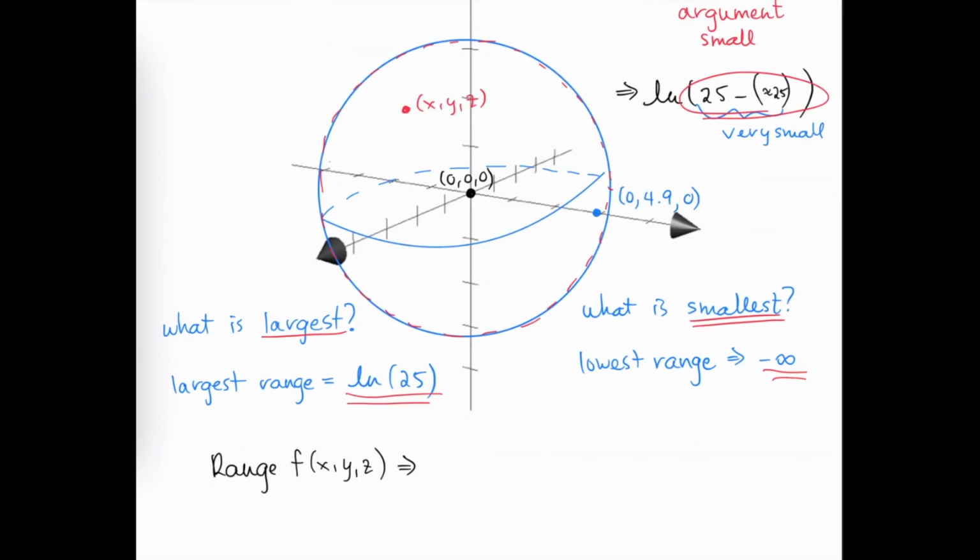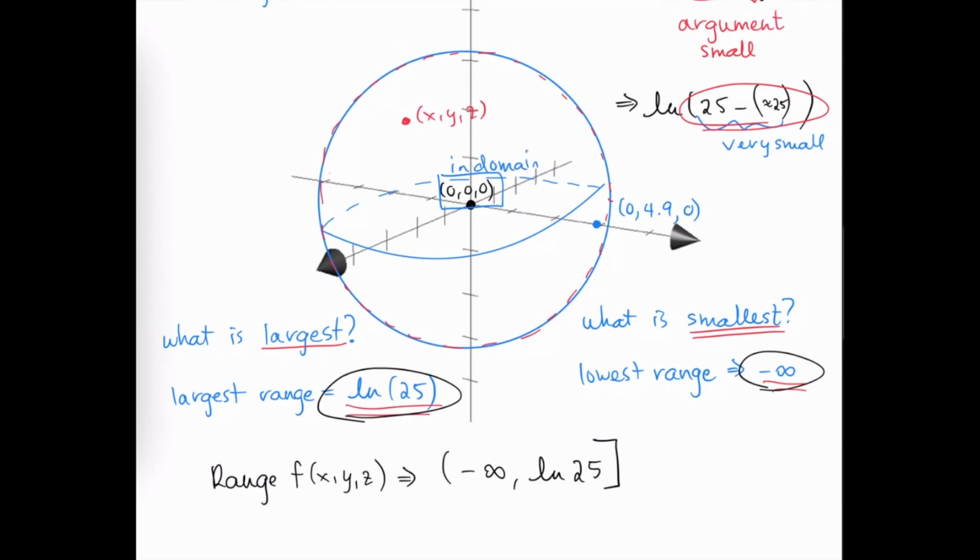So to summarize, the range of this 4D function is going from the smallest range element of negative infinity to the largest range element of ln 25. And we do include ln 25 because the domain element that generated that was 0, 0, 0. That is in the domain, so we do get this as a range element, and therefore it is included. And so this is the range of the function.